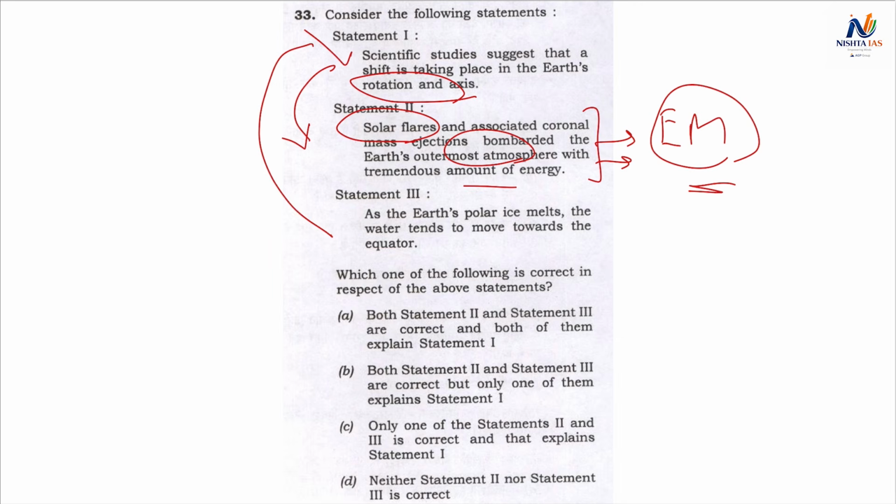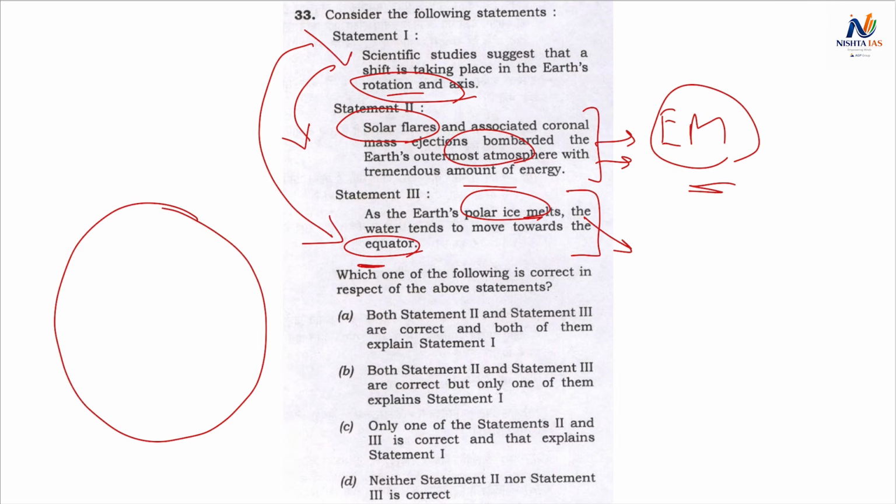Yes, so now coming to the third statement. Here the third statement says there is shifting in the Earth's rotation and axis because as the Earth's polar ice melts, the water tends to move towards the equator. So here the density is different. So friends, here the distribution of density is changing, and this can be the reason. Whenever there is a difference in the distribution of density, so friends, actually Earth has the shape of a geoid, and the density is evenly distributed so that it rotates like a sphere.